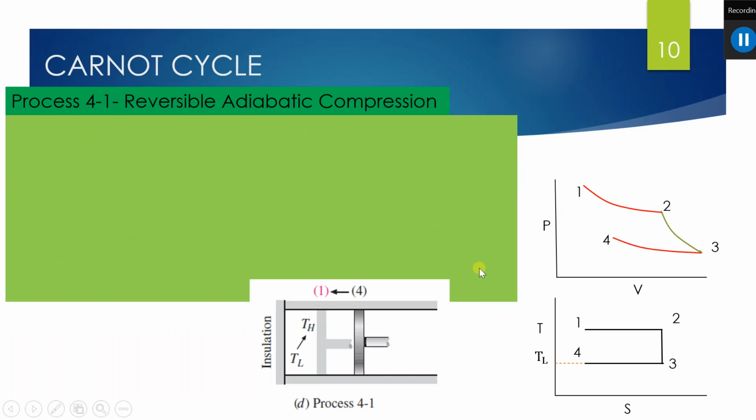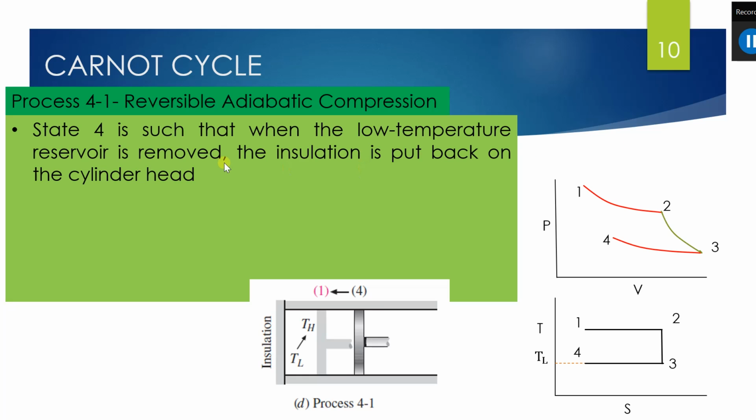Okay, and the last process is the reversible adiabatic compression process. Process 4 to 1, the last process in this cycle, is the reversible adiabatic compression process. In this process, the heat sink is replaced by an insulator, the low temperature reservoir is removed and the insulation is put back on the cylinder head. Because of that, the heat transfer to or from the system will be zero, and it is said to be an adiabatic compression process.